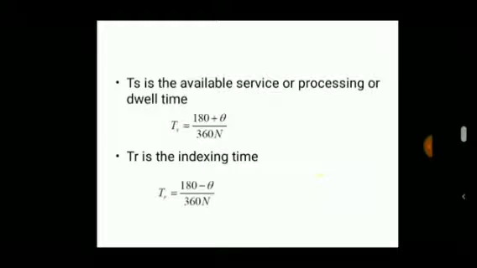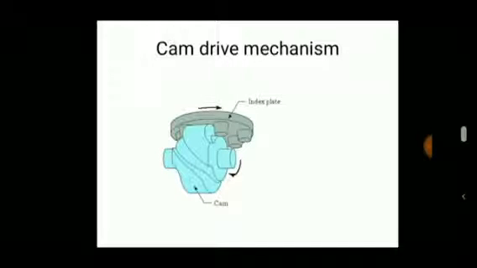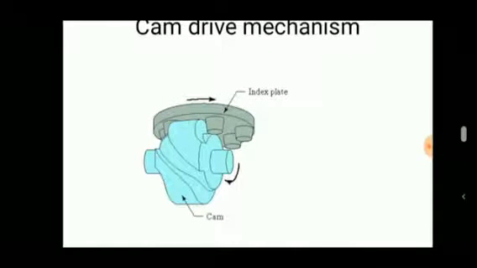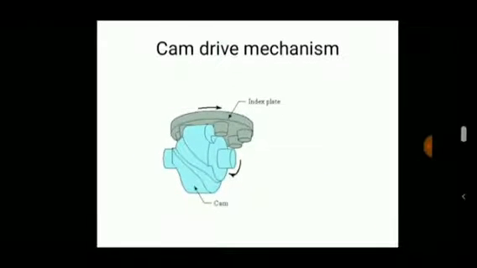Tc is equal to 1 by n. And another is called the cam drive mechanism. This is the most accurate mechanism for indexing or moving the workpiece between the workstations, which uses a cam and index plate for this purpose.